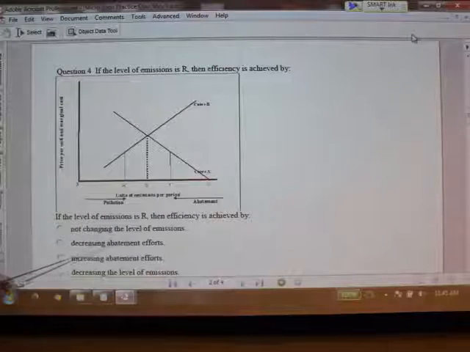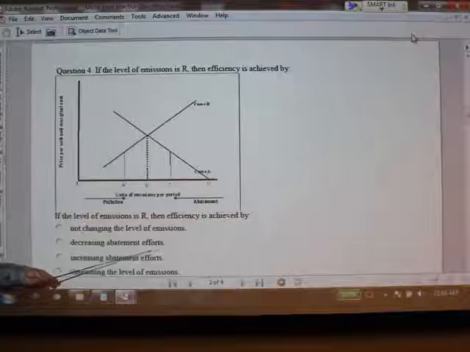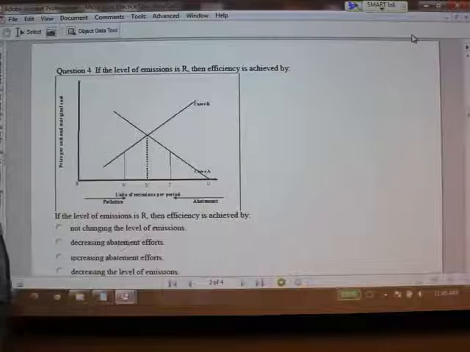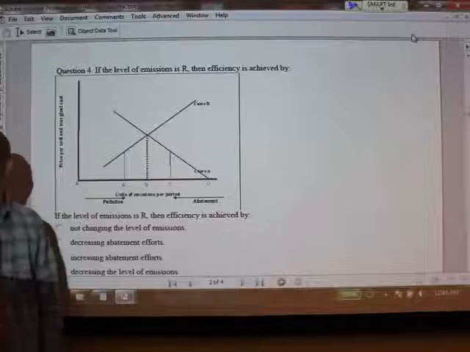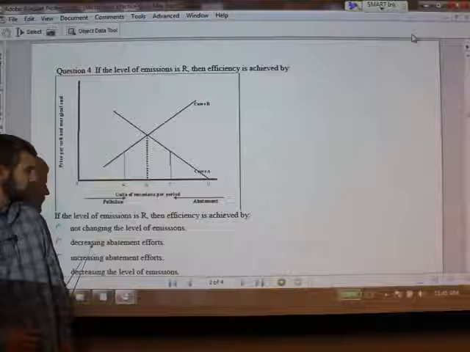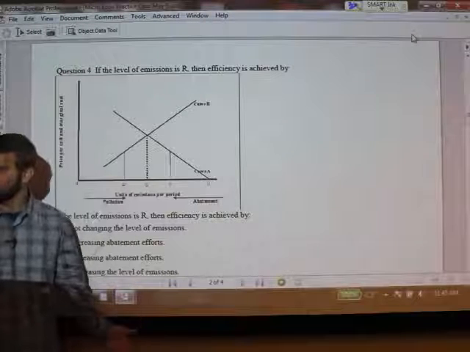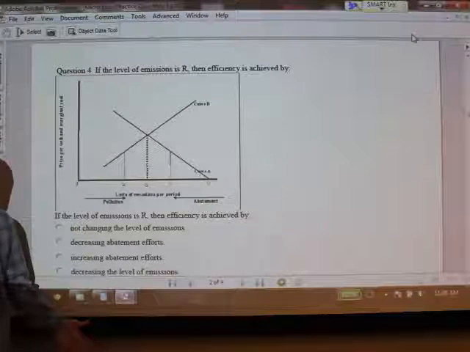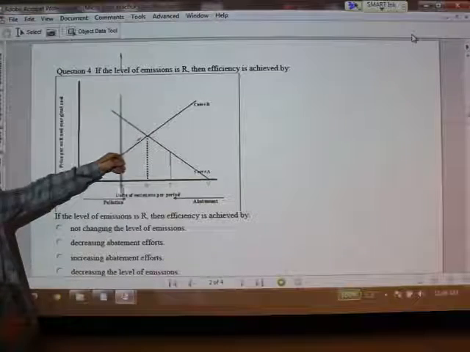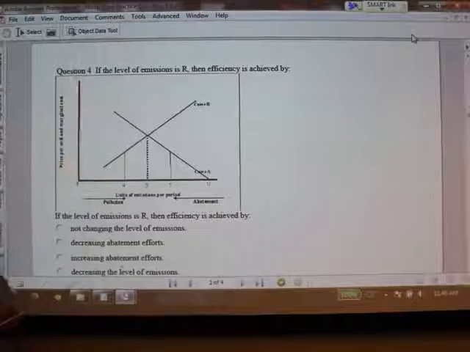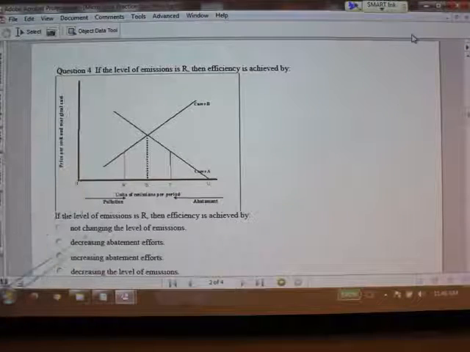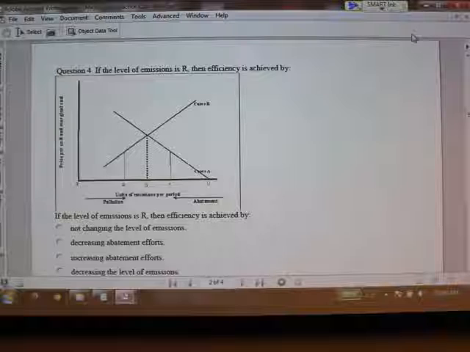What about decreasing abatement efforts? Well, if abatement means reducing pollution, we want to decrease the amount by which we're decreasing pollution, so that's right. So in other words, we want to decrease abatement efforts. We want to increase pollution. So this is the right answer. Increasing abatement efforts would mean we go even further back. And decreasing the level of emissions, again, would mean we go further back. So only B is the right answer.